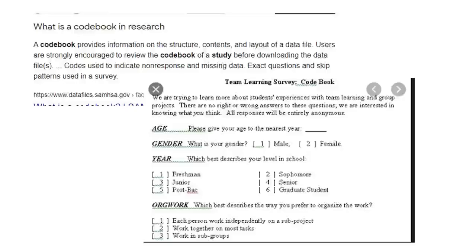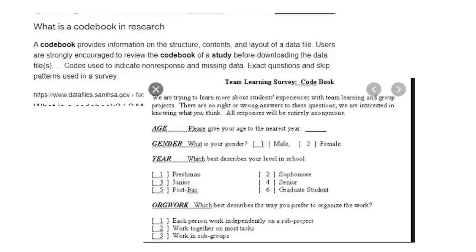So we encountered the word code book. What is a code book in research? A code book basically provides information on the structure, contents, and layout of a data file. Users are strongly encouraged to review the code book of a study before downloading the data or data files. These are also codes used to indicate non-response and missing data. You have exact questions and skip patterns used in a survey.